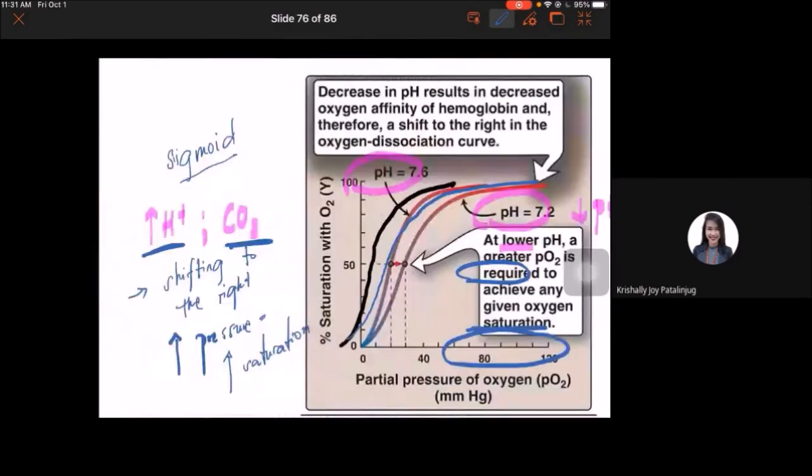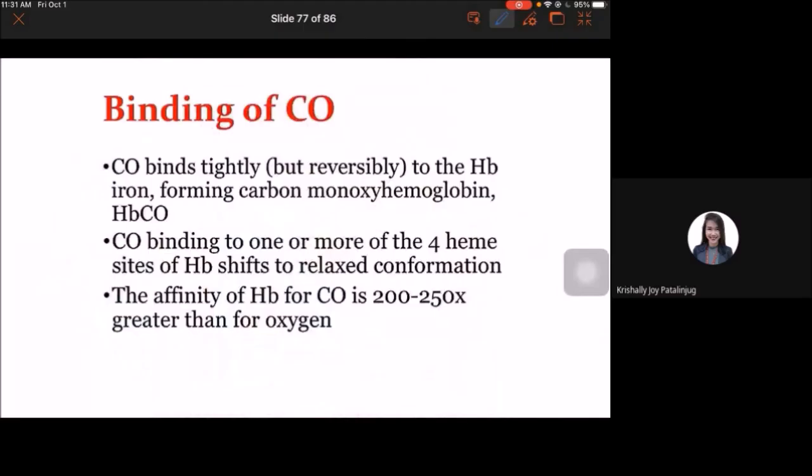Next, let us proceed to the third negative effector. Okay, so we have the carbon monoxide. It binds tightly to hemoglobin, forming carboxyhemoglobin. Okay, the point here with carbon monoxide is that when the hemoglobin feels the presence of carbon monoxide, hemoglobin will now have a greater affinity towards carbon monoxide.